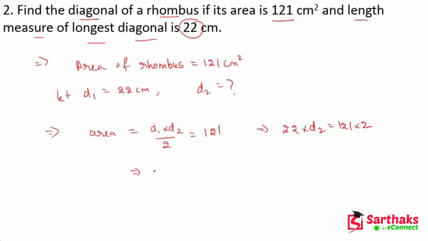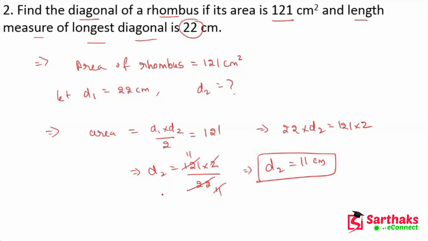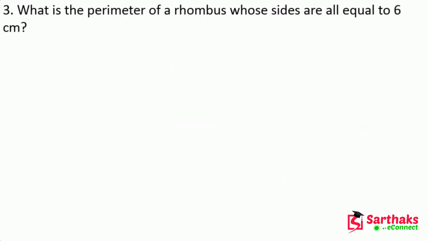So d2 will be 121 into 2 divided by 22. Now 22 can be divided by 2 in 11 times, and 121 can be divided by 11 in 11 times. So here we get d2 is 11 centimeter. So the length of the other diagonal is 11 centimeter. I hope you understand these things, my dear friends. Now the next problem.